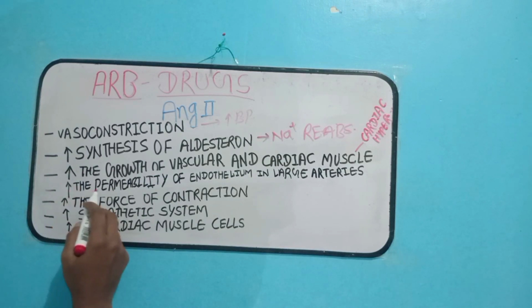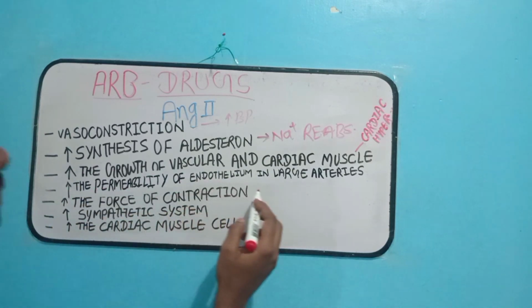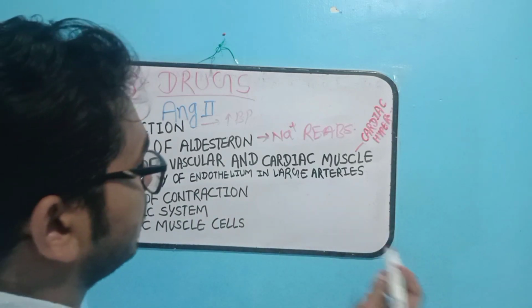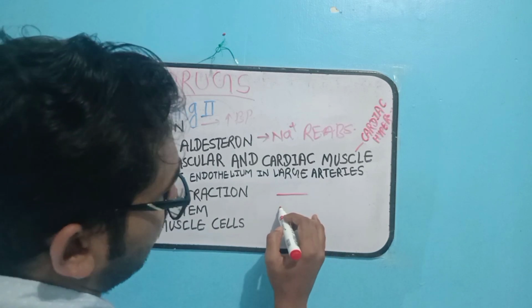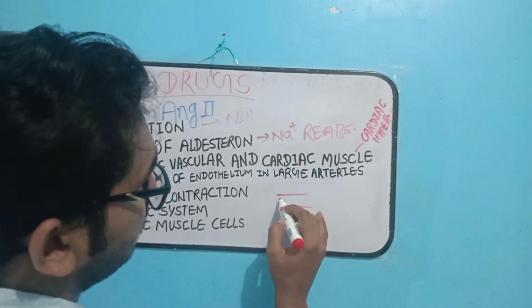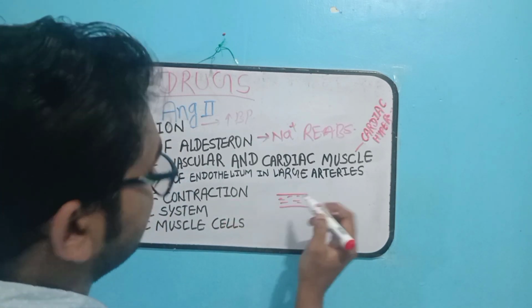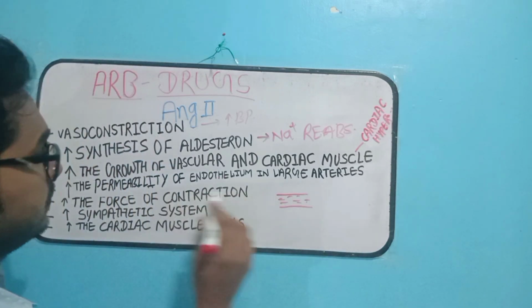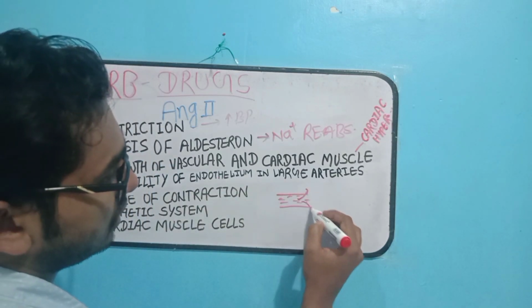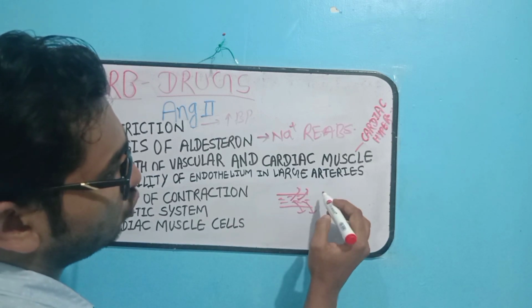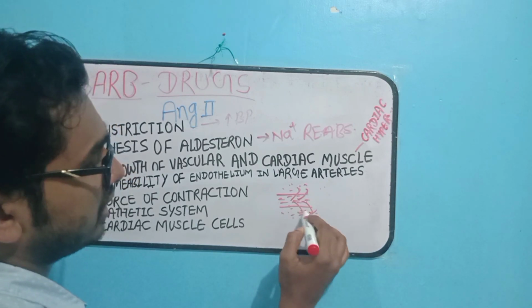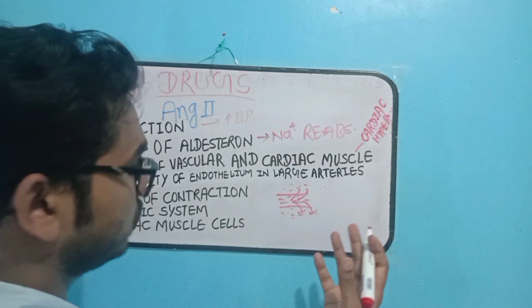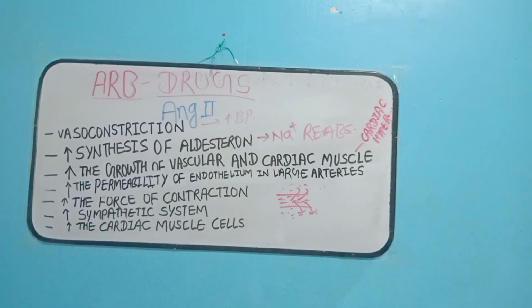It also increases the permeability of endothelial cells in the large arteries. When angiotensin 2 works on the endothelial cells of the large artery, it increases the permeability of the blood vessel, and fluid accumulates outside of the blood vessel. That leads to the accumulation of fluid when angiotensin 2 is activated.